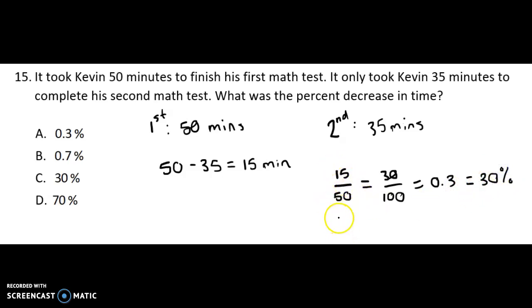Or I could have used my calculator and divided the two, in which case I still would have got 0.3 and multiplied that by 100, again to get 30%.